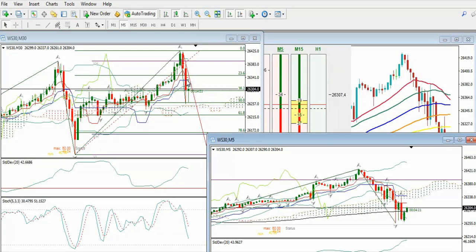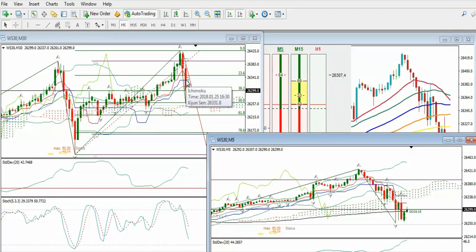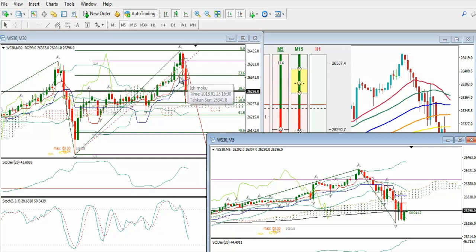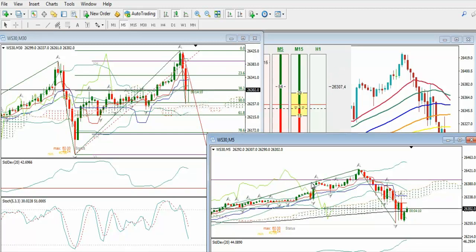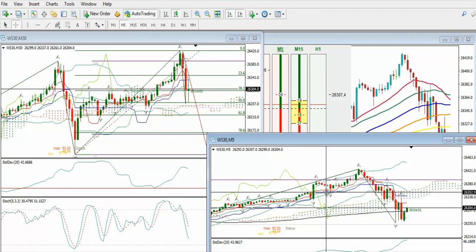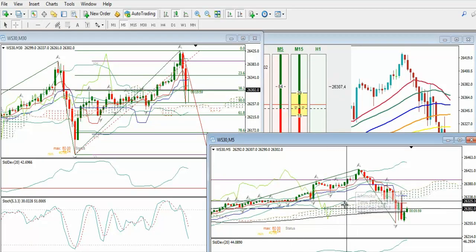If my Kijunsen is crossed by the candle, then I must give it right away. As you can see, here there was no fractal made, but if you are a fractal player and go to 5 minutes, that's why I use the 5 minutes to get in and out of the trades, because they inform me really, really fast.